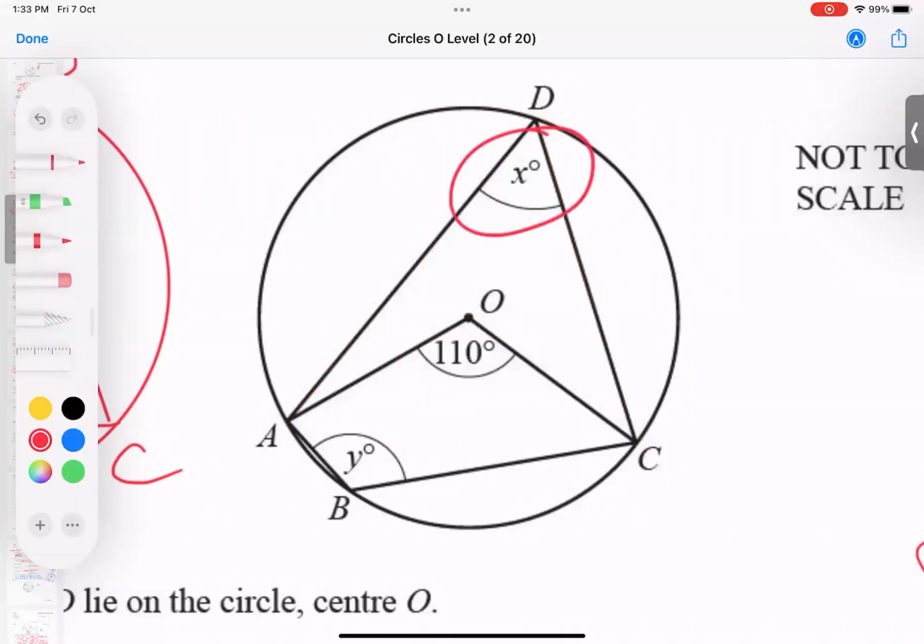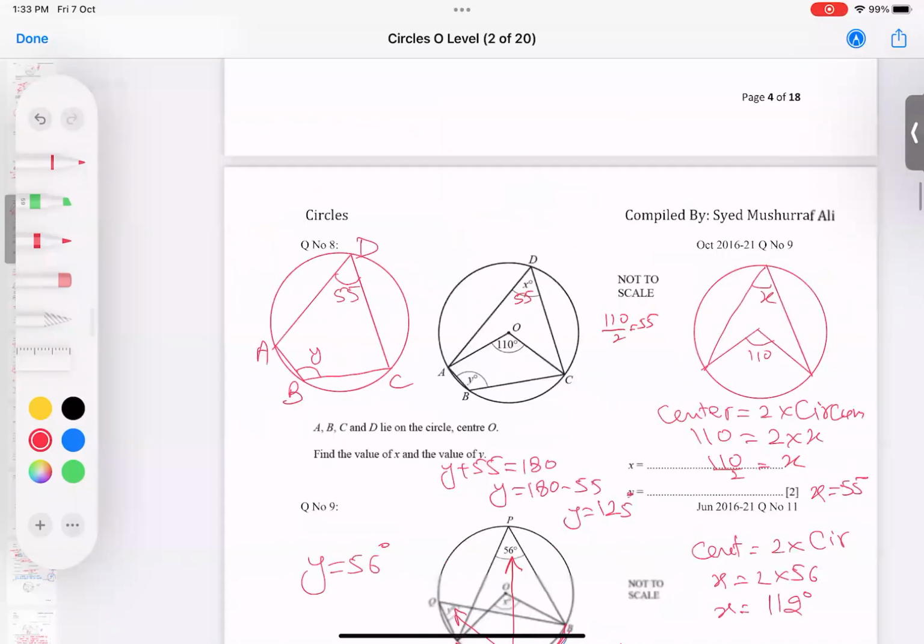If someone asks what is X, you say, sir, not a hard job. 110 divided by 2, you get 55. So this is 55. Very, very clear.